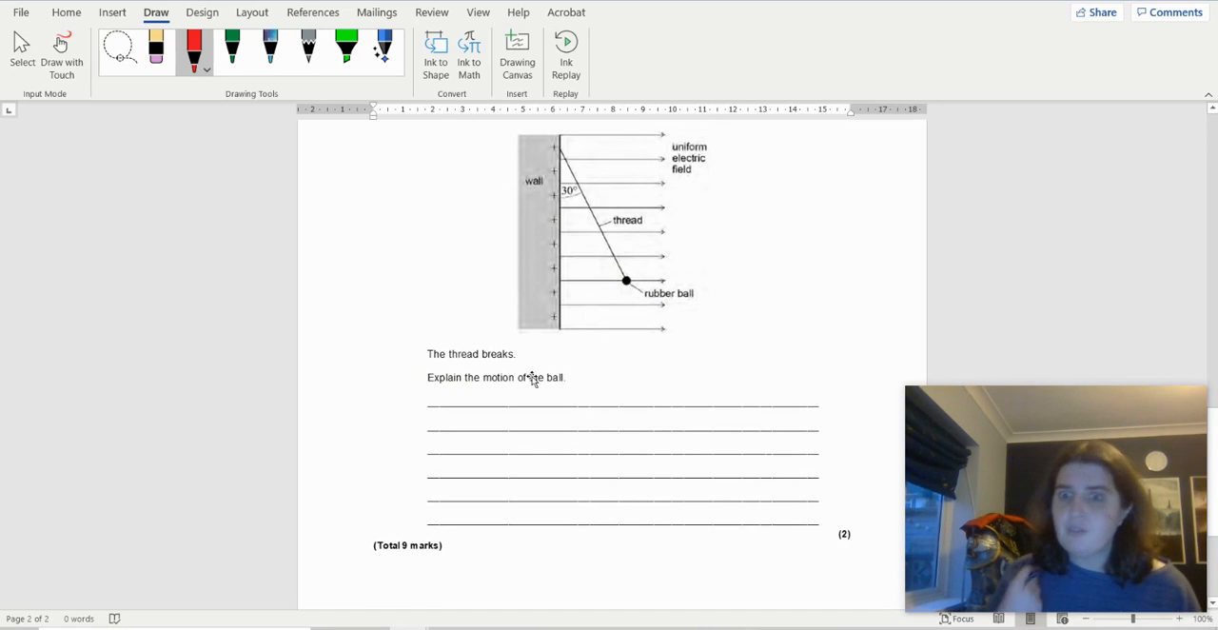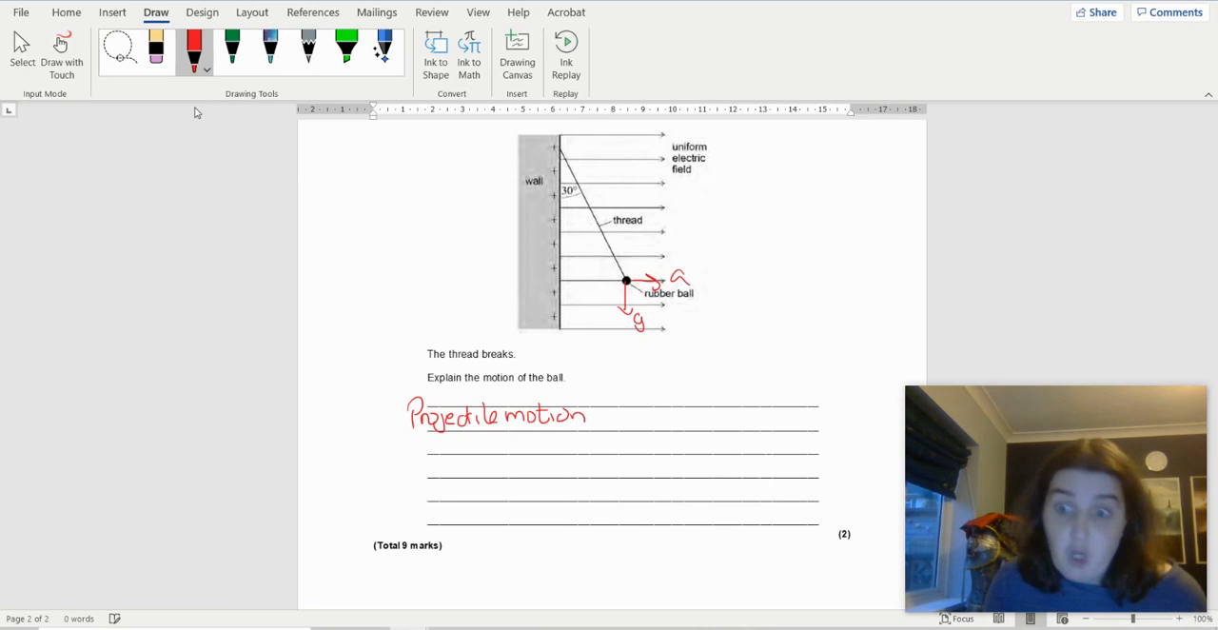So they're giving you all this information and then you think to yourself, I'm going to do some maths. No, it's explain what's going to happen here. What happens when the thread is broken? This ball is not only going to have an acceleration downwards, it's also going to have an acceleration that way. So it's going to have motion both vertically and horizontally, so it will move in projectile motion. So explaining the motion of the ball, it is projectile motion.